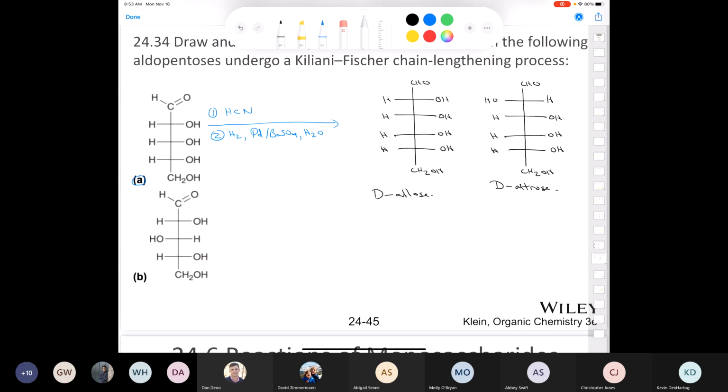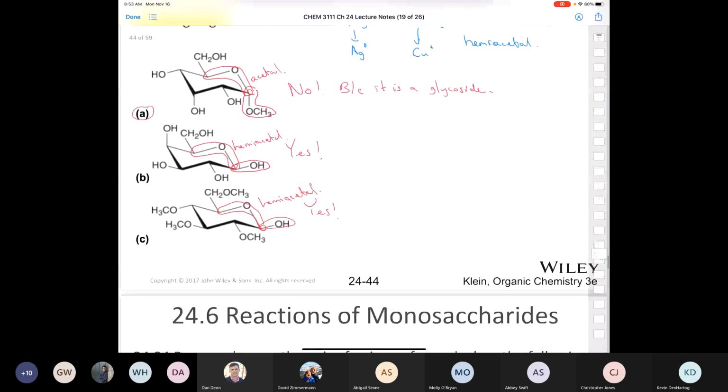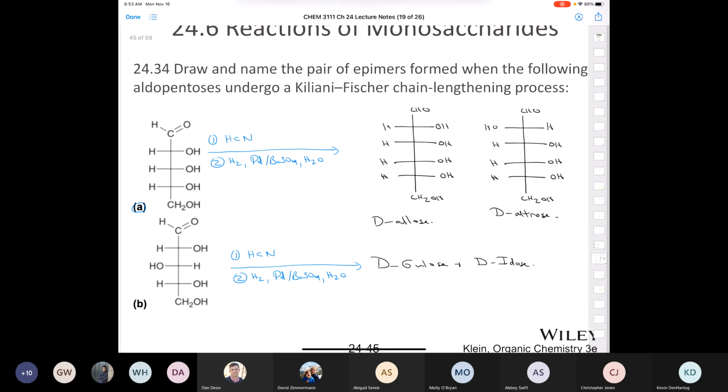If you do the exact same exercise with the next one, I deleted it. Okay, if you try the same exercise with the other sugar, what are you going to do? You're going to end up having a chiral center here, right, and adding an aldehyde on the top of it, and that will give you a mixture of D-gulose and D-idose. All right, so we'll just do that one for now.